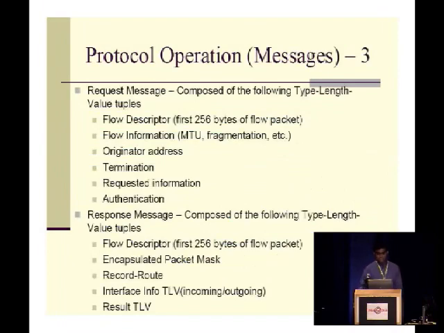Some of the message types and their contents. There is a request message, as we discussed, and a response message. The primary component is the flow descriptor, which is nothing but the first n number of bytes of the packet. We feel 256 bytes would do it. The easiest way for it to be generated would be to capture a packet of the flow that you want to debug and put that packet in this TLV, that is basically the flow descriptor TLV.